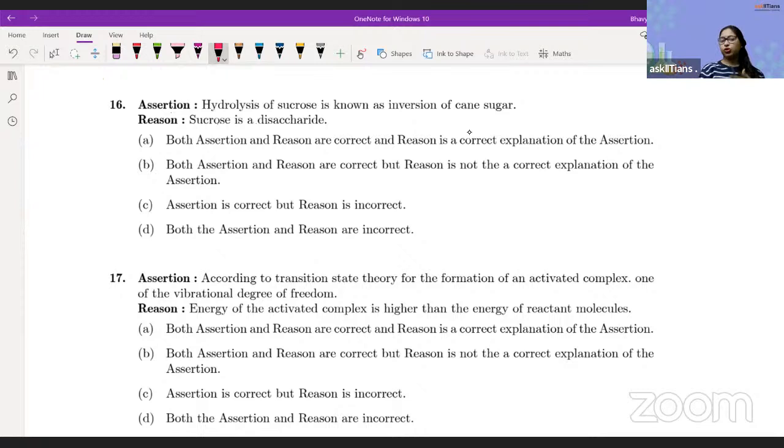Then they are saying sucrose is a disaccharide. This is also a true statement. But this is not the reason for the fact that sucrose hydrolysis undergoes inversion. Like, why is it known as inversion of cane sugar? It is known as inversion of cane sugar because sugar is having a change or inversion in the optical activity from dextrorotatory nature to levorotatory nature. That should have been the reason. So here, both assertion and reason is true, but reason is not the explanation.